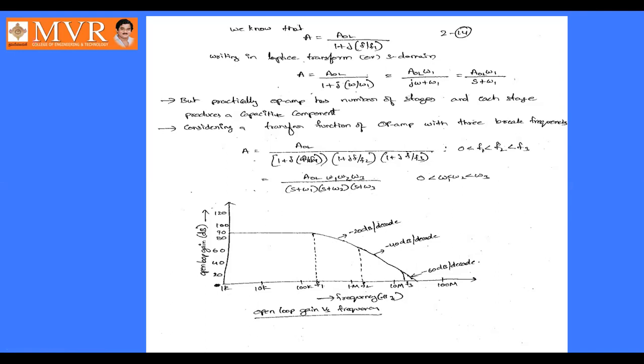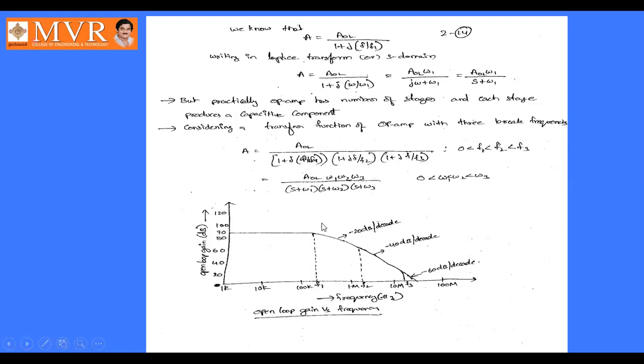And here you can see from here to f3, the gain is going to decrease by minus 40 dB per decade. That means the gain is going to fall further. Then from f3 to beyond the maximum frequencies, the gain is going to fall by minus 60 dB per decade. So by considering the three capacitance effects, the gain is going to fall from f1 to f3 like this. So for a practical operational amplifier, the frequency response will be like this.